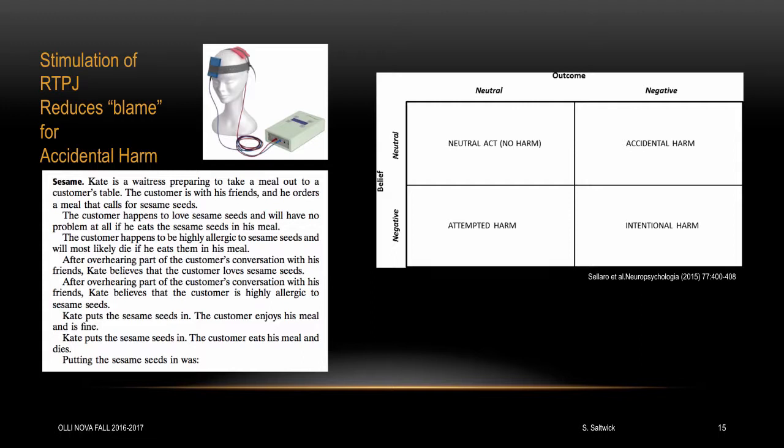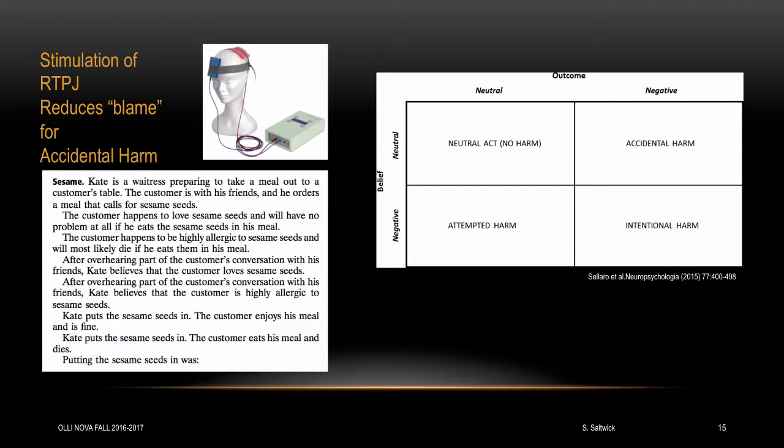Other subjects are going to hear that the customer is allergic to sesame seeds and he could die if he eats them. The actor in this environment is a waitress by the name of Kate. Kate is either aware of the customer's allergy or not. If we then look at all possible outcomes and both possible belief states of Kate, the actor in this environment, we get the outcome matrix shown on the right.